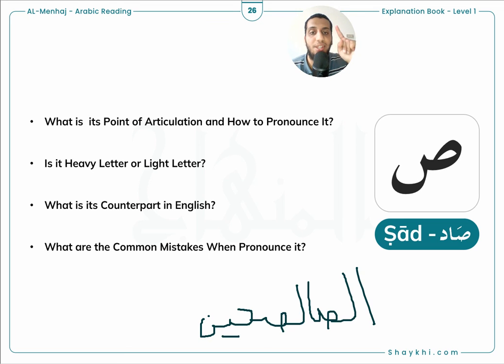Again, don't say it with rounded lips. Don't circle the lips when pronouncing any heavy letter. Promise me, please.